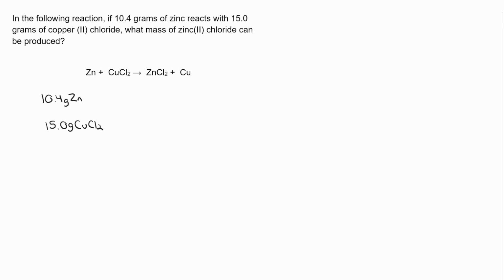Now, all of these have a 1 in front of them, so we can get different conversion factors. We can say 1 mole of zinc makes 1 mole of zinc 2 chloride, and the same thing with our copper 2 chloride: it makes 1 mole of zinc 2 chloride. This is just the conversion factor we can get from this recipe, and we'll use that in a moment because we're trying to find the mass of zinc 2 chloride in the end.